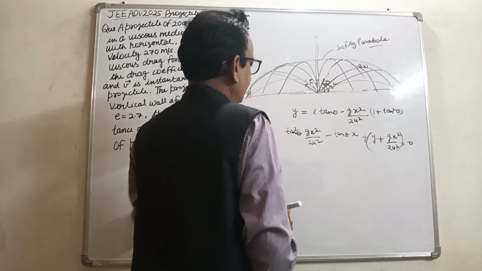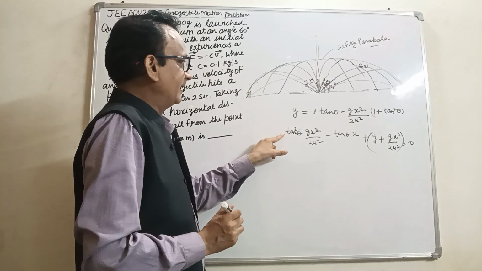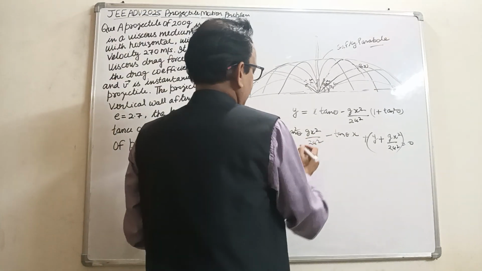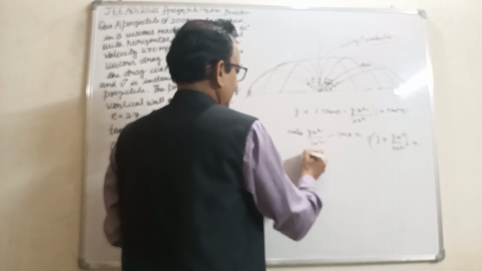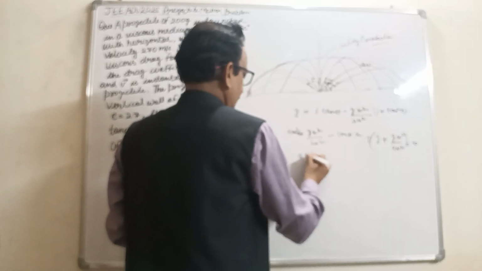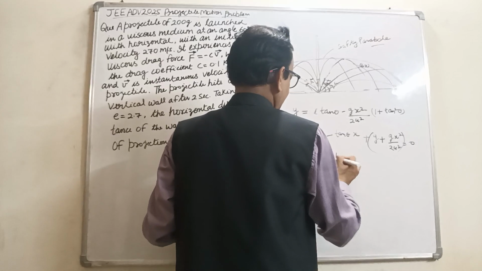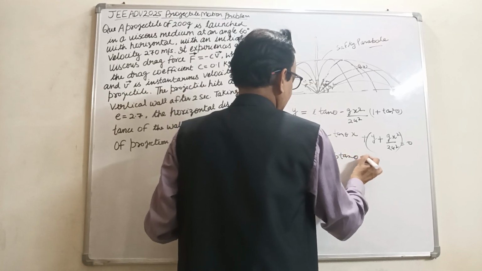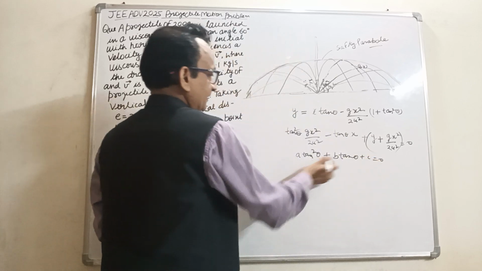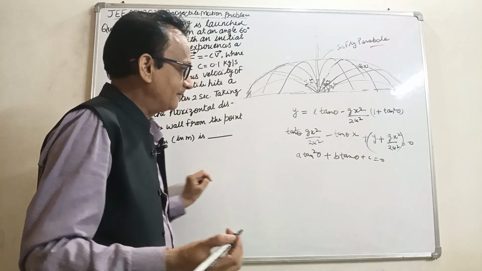See over here, theta is variable here. So we write a tan square theta, this is quadratic in theta, plus b tan theta plus c is equal to 0. So this is a quadratic in the form of tan theta.